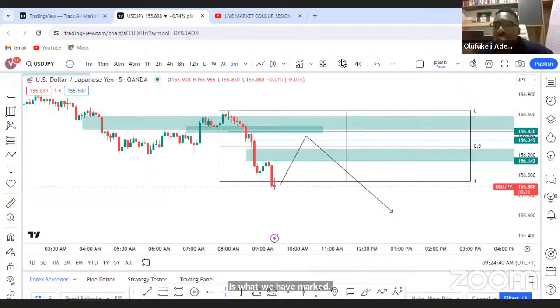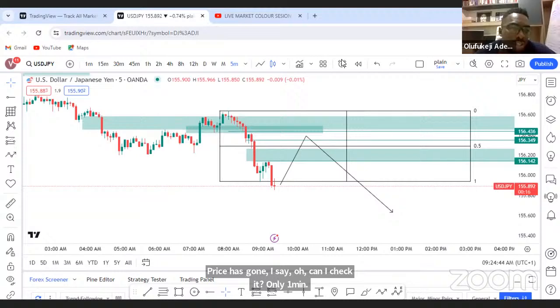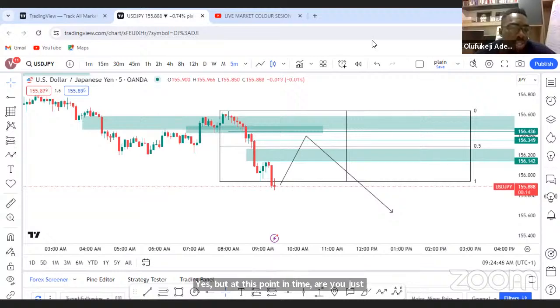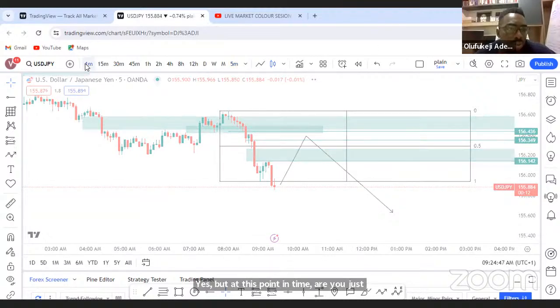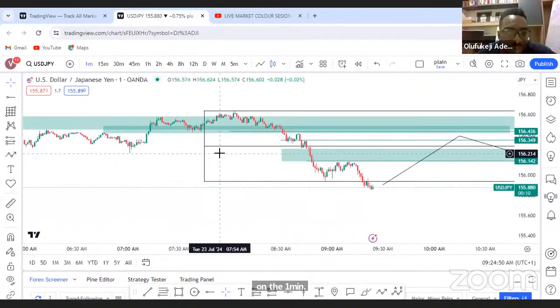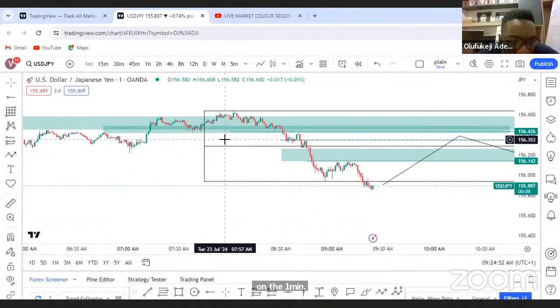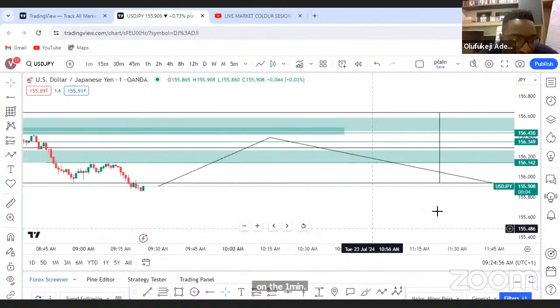Now someone can say, oh, can I check it on the 1 minute? Yes, but at this point in time, are you just desperate for a trade? Let's check it on the 1 minute. Any momentum move to the upside? Zoom in, let's see. Okay, there was one small IFVG.